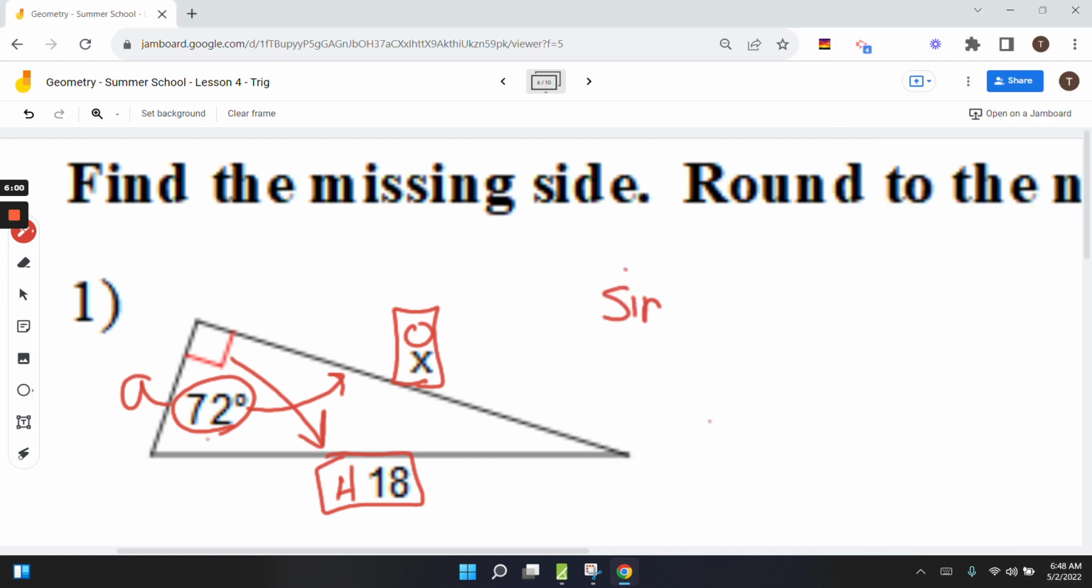Okay, so I put that over 1 and I cross multiply. Now notice here, when I do x times 1, I just get x equals. So I don't have that extra step of dividing. Then I do 0.951 times 18. And I get 17.1. So that would be my final answer.